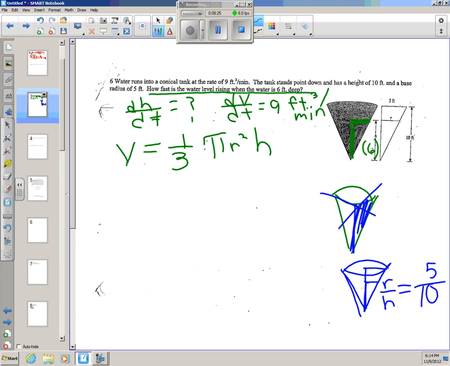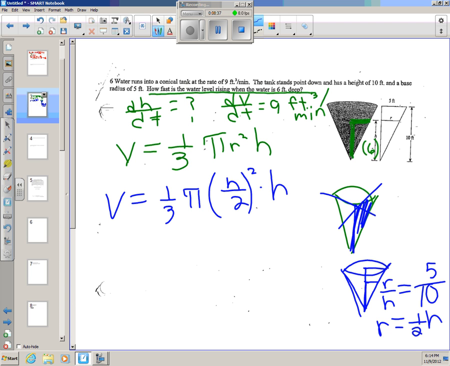So instead of r, we can really write 1/2 h. Before I do any calculus, I'm just going to write in h over 2 instead of r. Then I'm going to simplify this algebraically. I'm going to get pi over 12 times h cubed. Okay, then I'd like you guys to finish this. Take the derivative of both sides compared to time, plug in what you know, and make sure you get the units right. All right, good luck, guys.